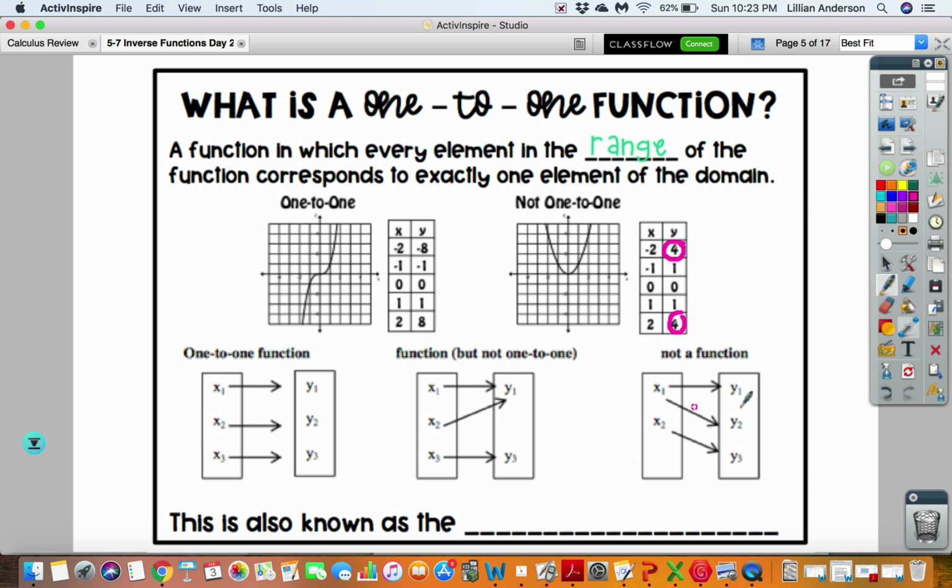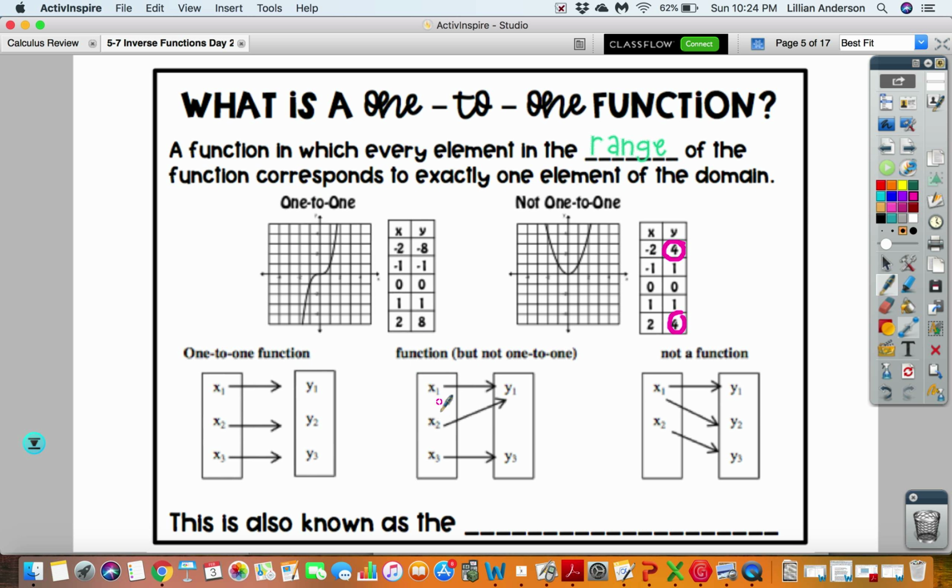Here are some mapping diagrams. That's what these are called down here. These are called mapping diagrams to help you see, in a different way, exactly what it means to be one-to-one. As you can see, none of your x's repeat. None of your y's repeat. You have one unique x for one unique y. That's what it means to be one-to-one.